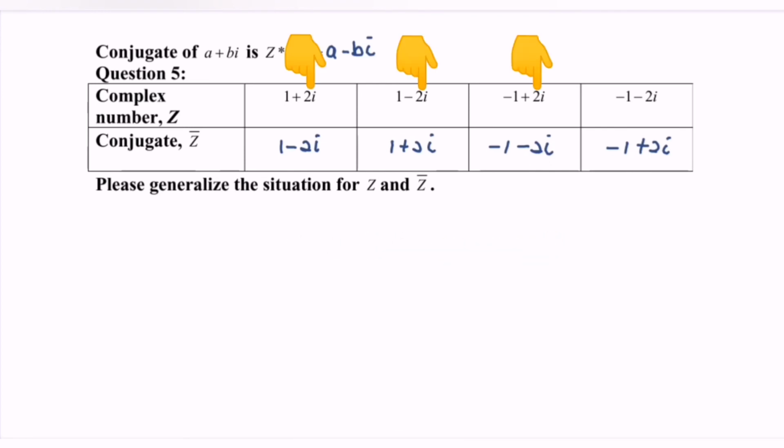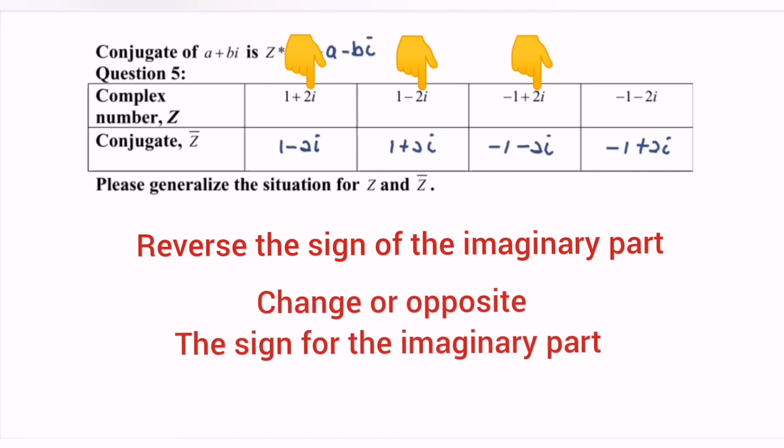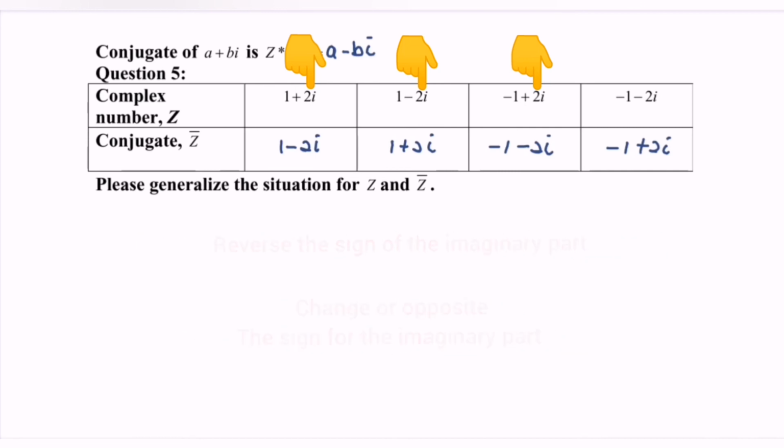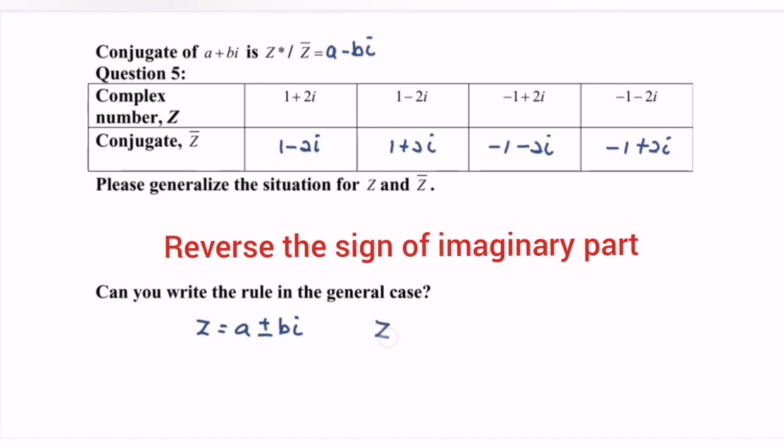Firstly, we focus on the imaginary part. We notice that we can reverse the sign of the imaginary part, or change to the opposite sign for the imaginary part. What is the general rule for the conjugate of a complex number? Given that z equals a plus or minus bi, what is the conjugate of a complex number? The answer would be z bar equals a minus or plus bi.